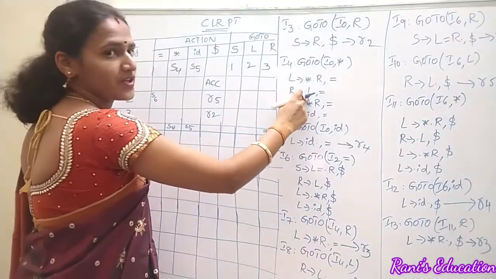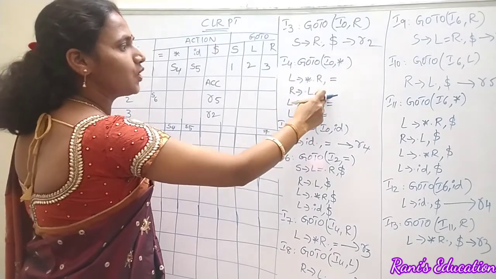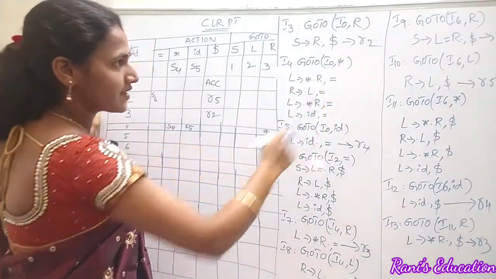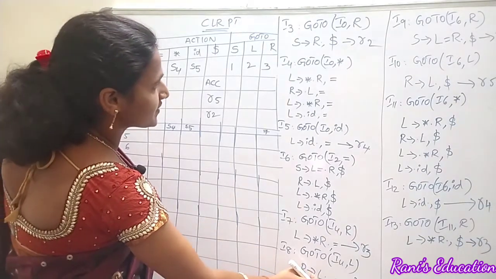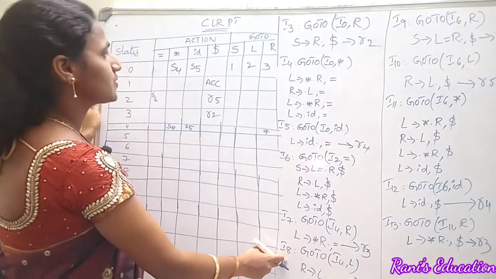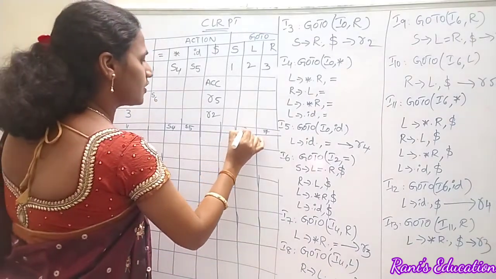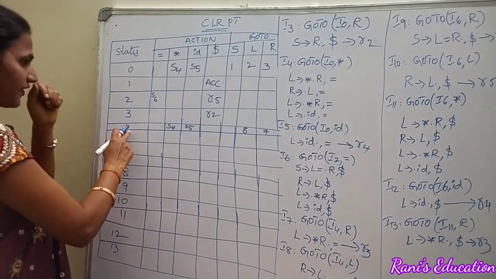Move on to the next production in I4. Dot L is changed to L dot with the look ahead equal. You can see where it is. Yes, dot L is changed to L dot with the look ahead equal. That is in I8. So under L, you are going to write the number as 8. Now, move on to the fifth item.